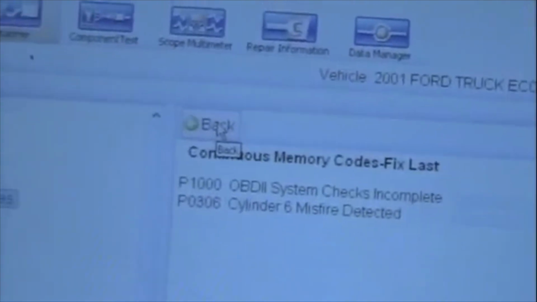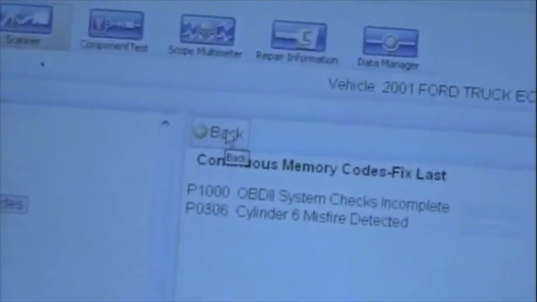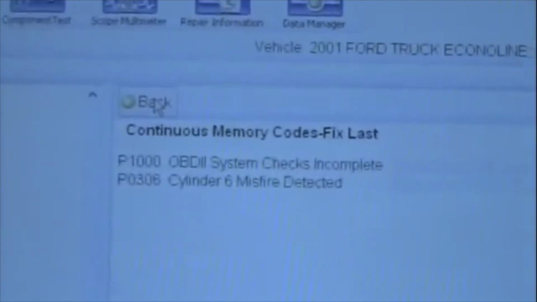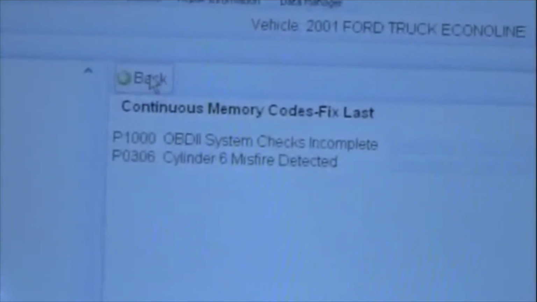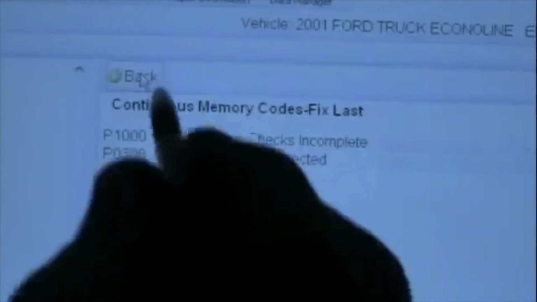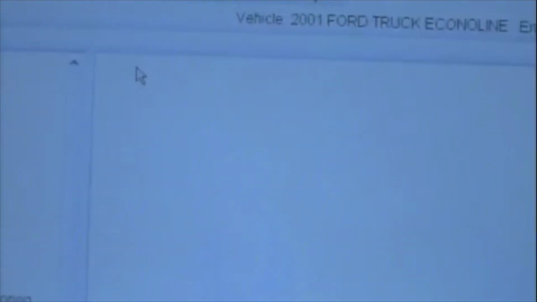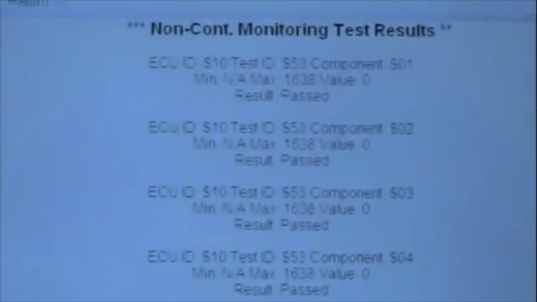Now I'm using a Verus. I've used a Modis before. You may have a completely different scan tool. They may operate a little bit differently, but this is a Ford, so you're not going to find direct misfire data under the OEM side. You're going to have to go down to the generic side, go down to Mode 6. Now in Mode 6, we'll go to Test ID 53 for the misfire data.